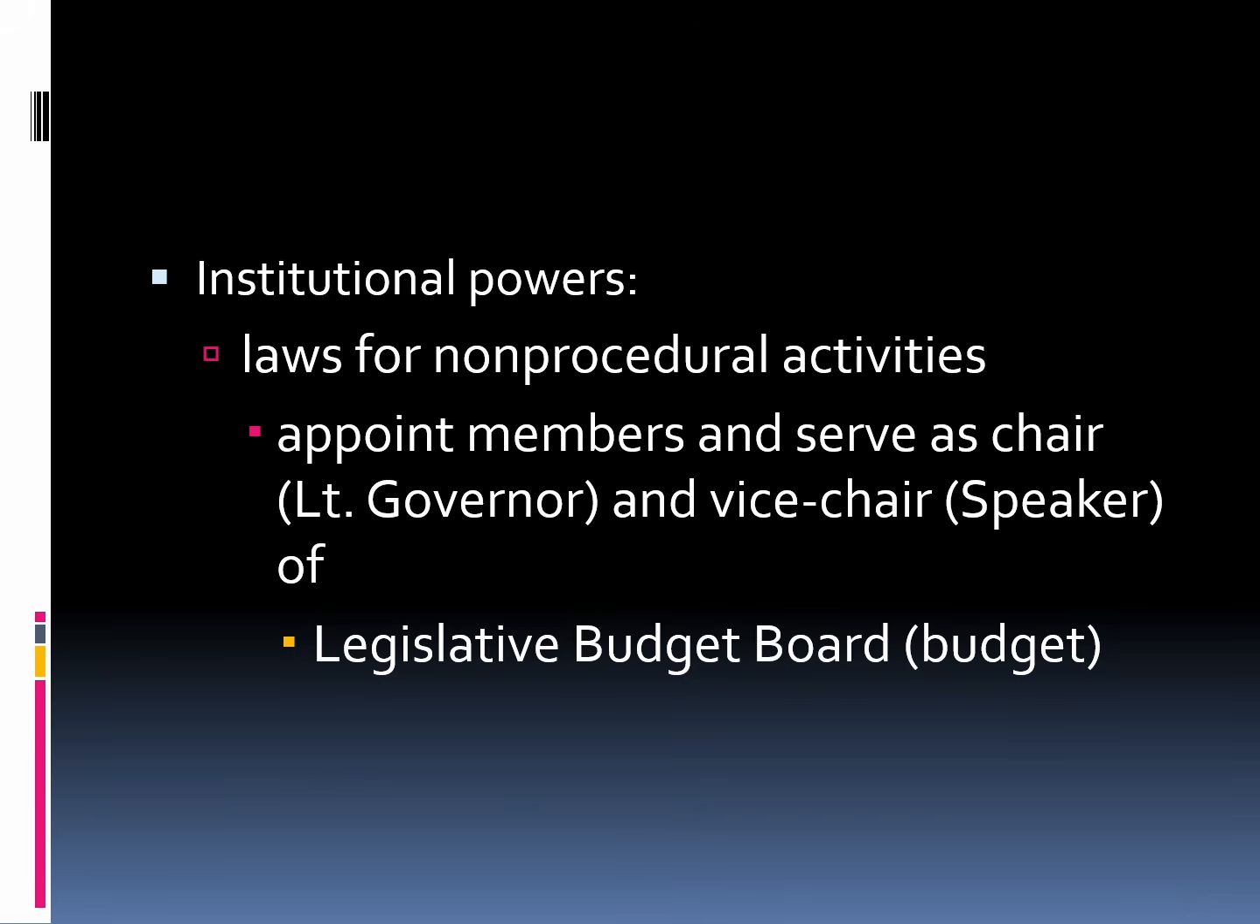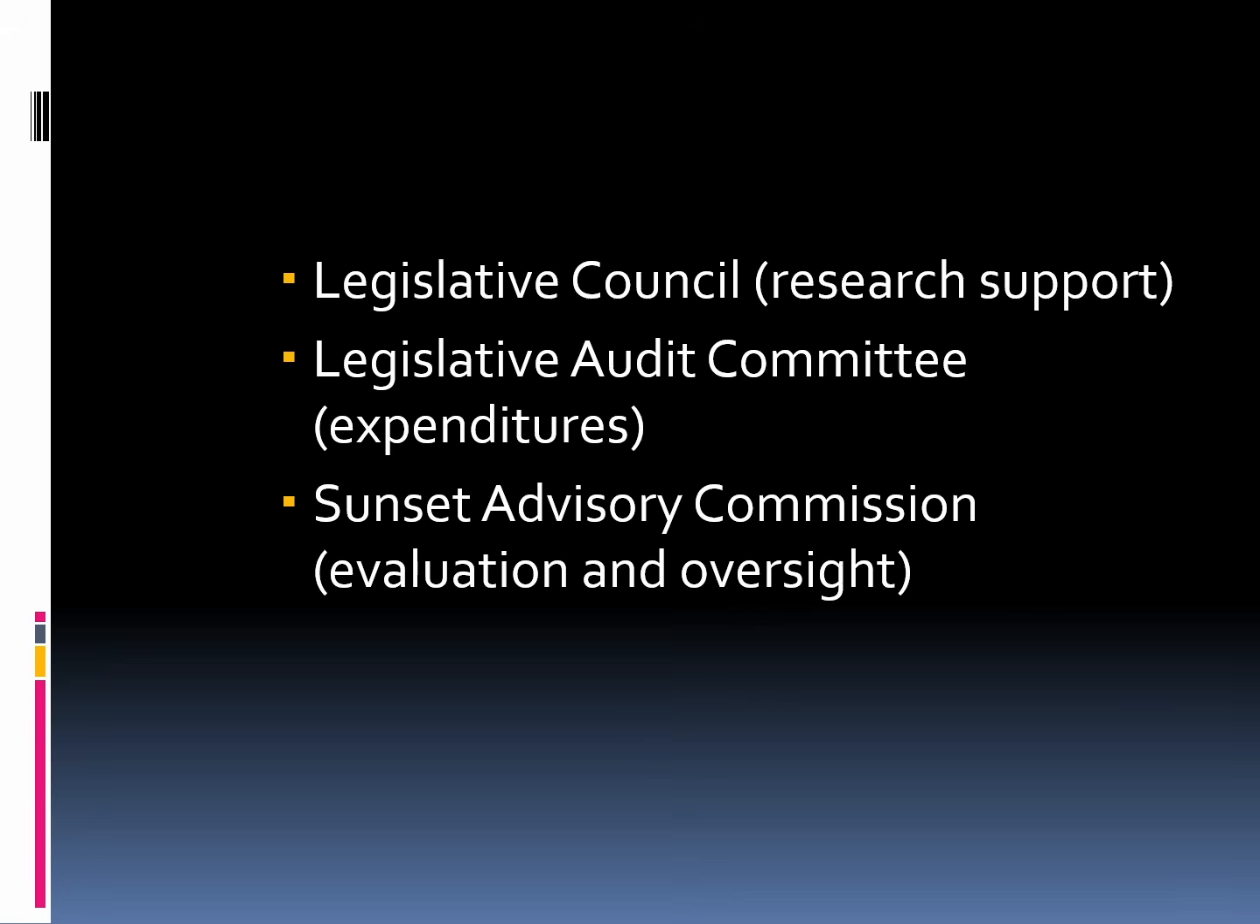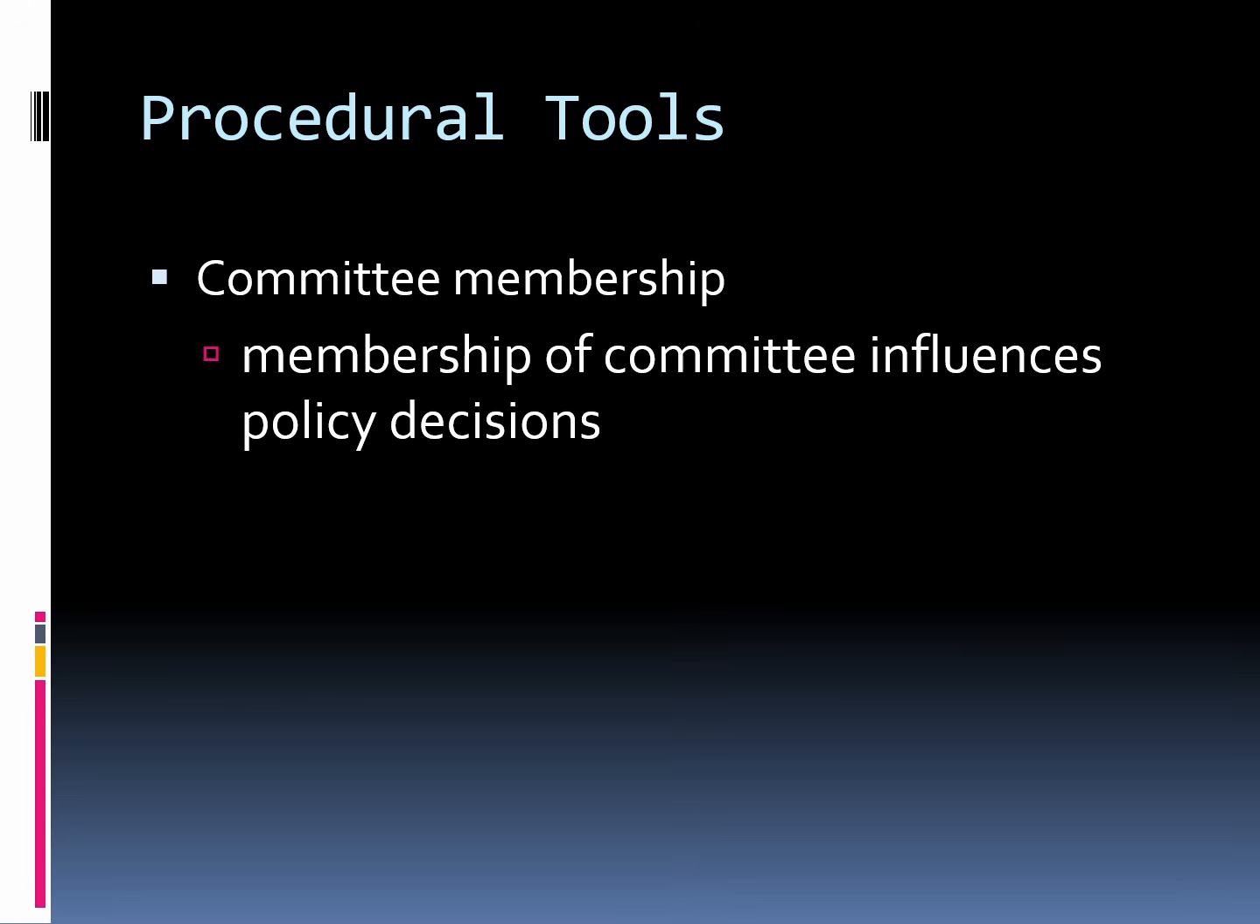One of them is the Legislative Budget Board, that has everything to do with the Texas budget. The other one is the Legislative Council, that provides research support. The Legislative Audit Committee is the other one, which looks at expenditures and audits the different state agencies. And then the last one is the Sunset Advisory Commission, that provides oversight and evaluation for all of the state agencies on a regular cycle. So as I said, we're going to talk more about these when I cover the institutional tools of leadership more towards the end of this lecture. So let's talk about the procedural tools first.